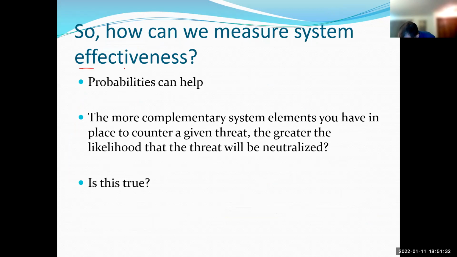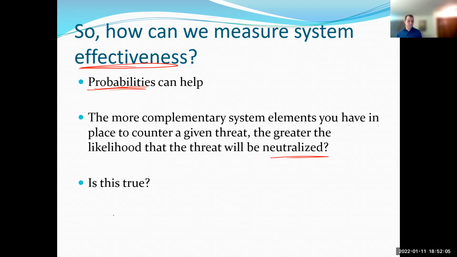So how can we measure system effectiveness? As with every system, we need to measure the effectiveness. And usually it's very difficult to quantify how good our system is. That's one of the challenges. Usually you can calculate probabilities and try to do that. Basically the suggestion is that the more complementary system elements you have in place to counter a given threat, the greater the likelihood that the threat will be neutralized.